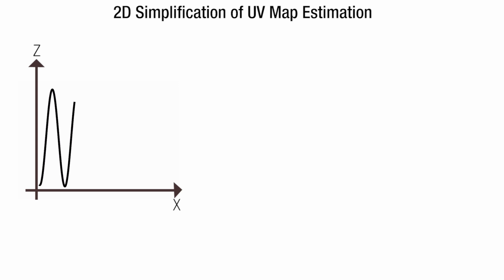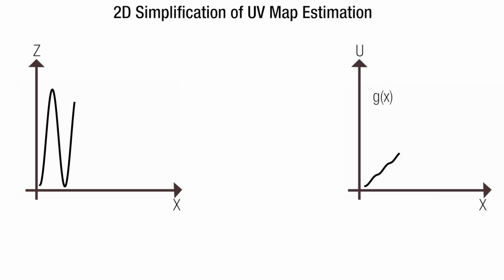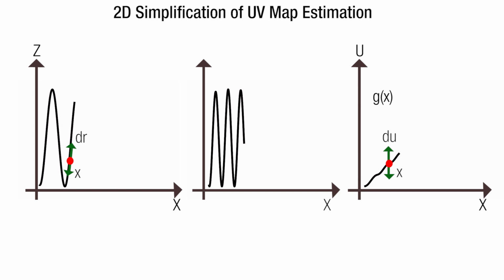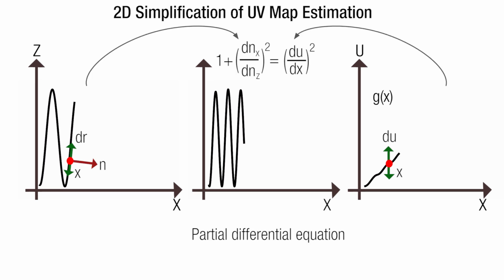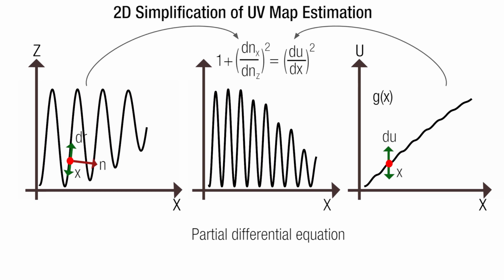Suppose that this is a sinusoidal function in the xz axis and its corresponding texture map xu axis. By the isometry, the curve length in the zx axis is supposed to be the vertical distance in ux axis. These two spaces are related by their first-order derivatives. The partial derivatives of the UV map, G, must match the surface normals measured in xz axis, which forms a partial differential equation. We solve this partial differential equation to estimate the geometry-aware UV map.